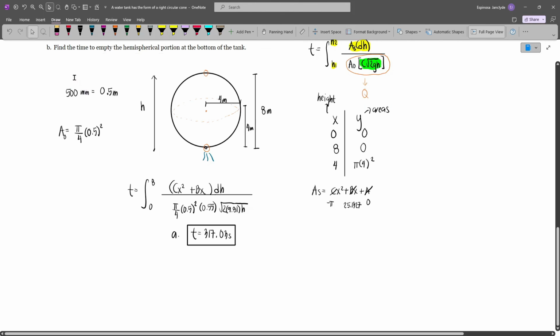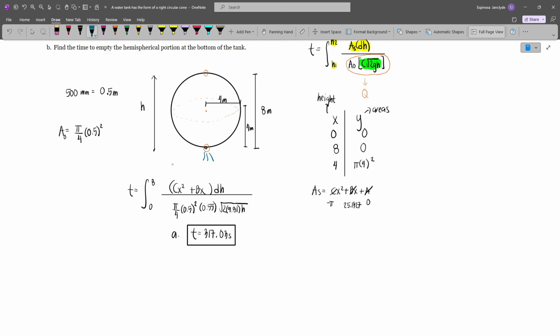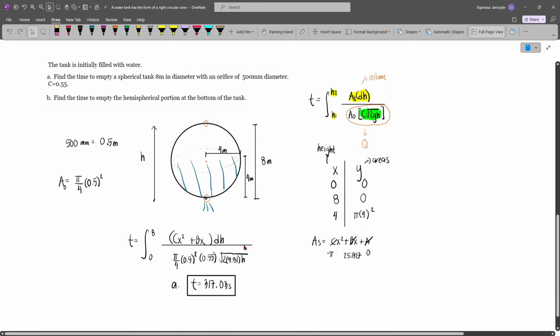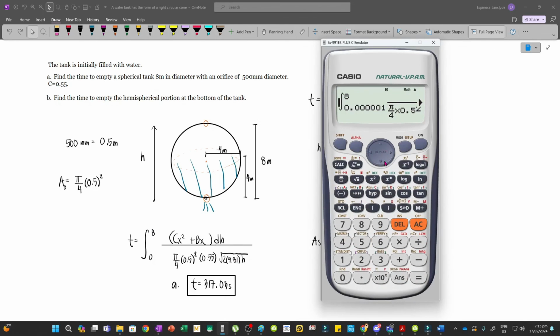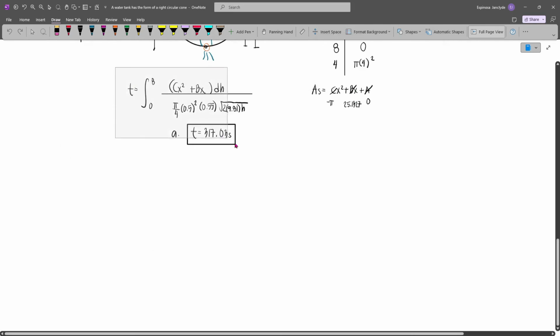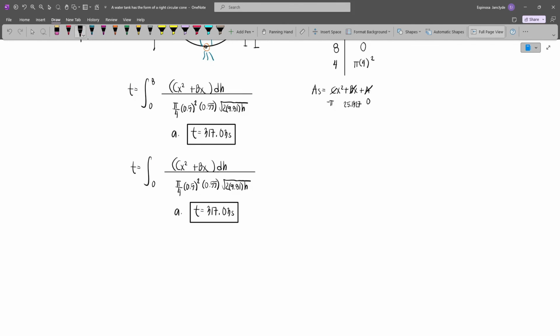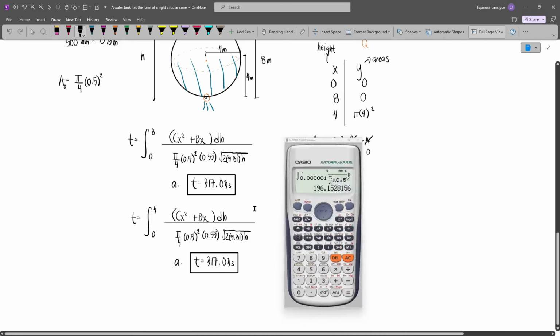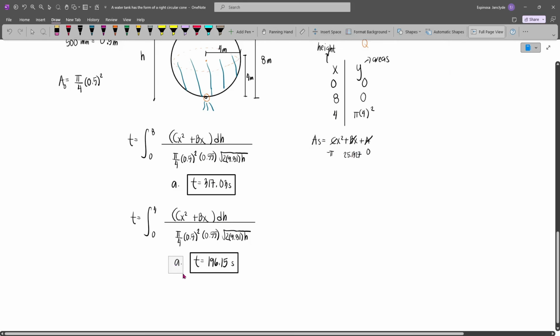Now for letter B, we have to find the time to empty the hemispherical portion at the bottom of the tank. So we'll actually consider this one. Yan. And so diba, our height will be from 0 up to 4 meters. And so for this one, we'll just actually change the limits. So we have from 0 up to 4. Copy na lang natin. This is now 4. And so we have 196.15 seconds. Ito na yung mga sagot natin. By the way, this is letter B.